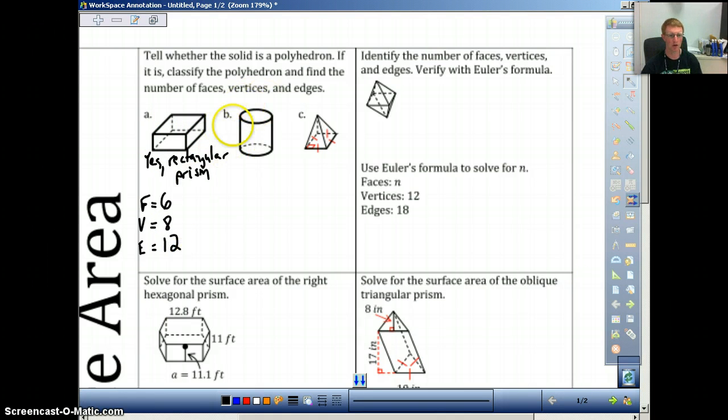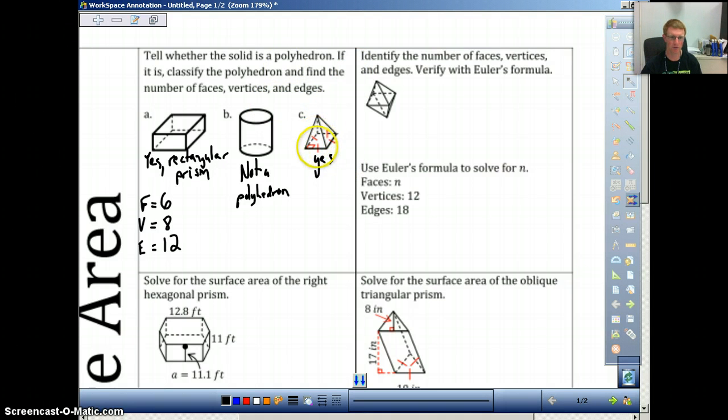Our second one, this is what we call a cylinder. A cylinder is not a polyhedron because it's not a polygon. There's no polygon involved with the circle. That's not considered a polygon.